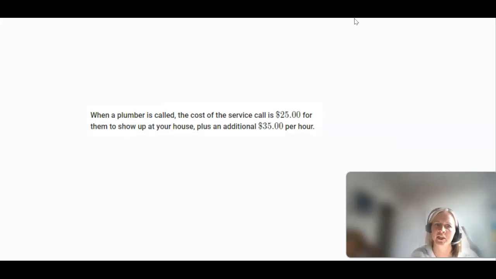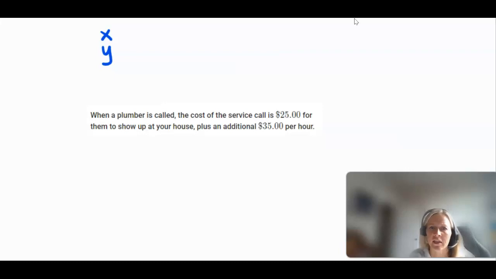Now we can write it in terms of x and y, or we can also write it in terms of cost and hours, because as I read through this, I can see that the cost and hours are going to be used, and so I think it's a little bit easier to write it that way. So first thing I want you to do is try to write this into an equation. And so I'll give you just a minute to do that.